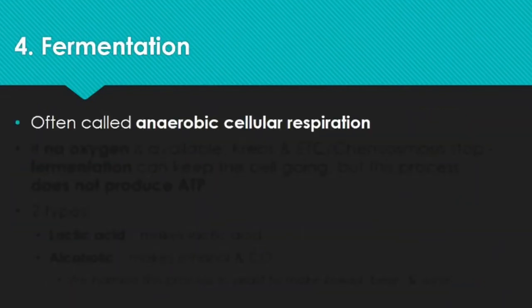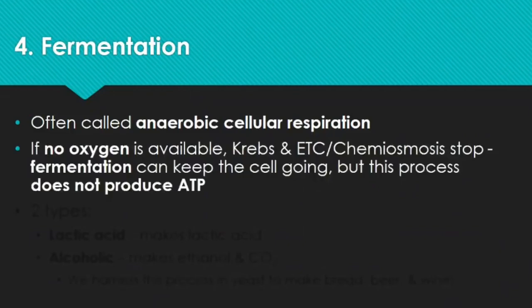Now, if it turns out that we don't have oxygen to complete the last 2 steps of cellular respiration, we're going to switch to a process known as fermentation. This is often called anaerobic cellular respiration because it's in the lack of oxygen. If there's no oxygen available, Krebs and ETC chemiosmosis are not going to occur, and fermentation is just going to be used to keep the cell going.